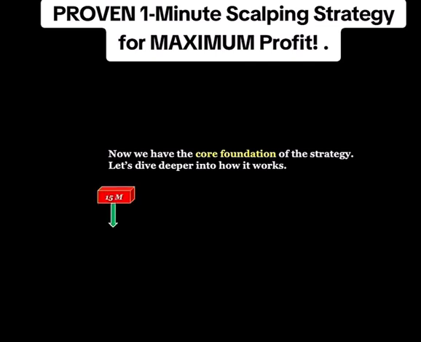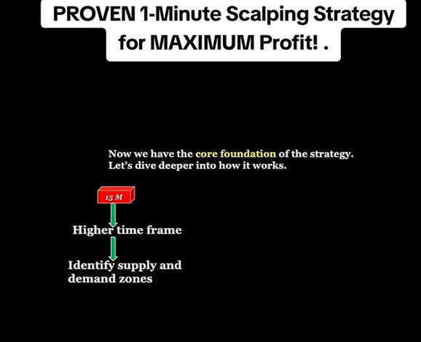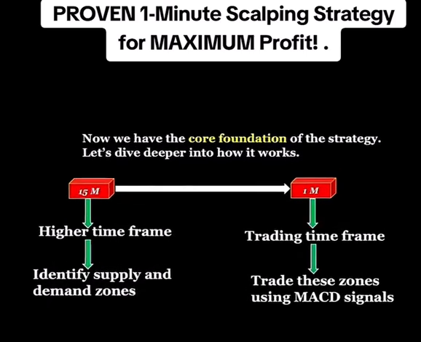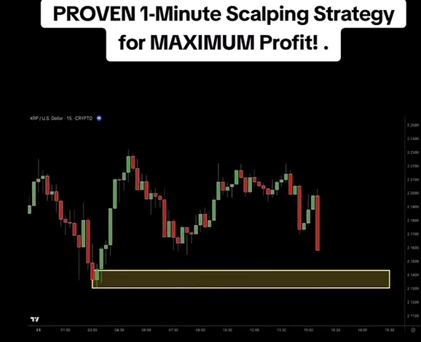We'll use the 15-minute time frame as our higher time frame to identify supply and demand zones, and we'll trade these zones using MACD signals on the 1-minute chart. Let me show you an example using the XRP US dollar 15-minute chart. Here's a clear demand zone identified on the chart. Let's evaluate it to ensure it meets the criteria for a high-quality zone.